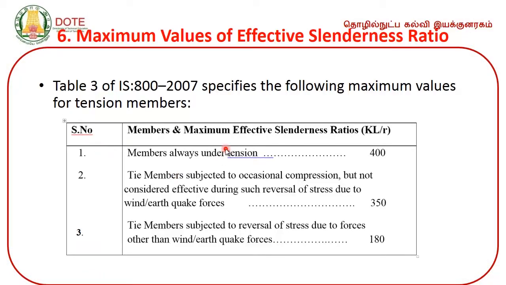Before we get into the exact design of a tension member, we are supposed to remember the effective slenderness ratio of tension members. The maximum value of effective slenderness ratio is 400 and the minimum is 180, and all these values are there in Table 3 of IS 800:2007.